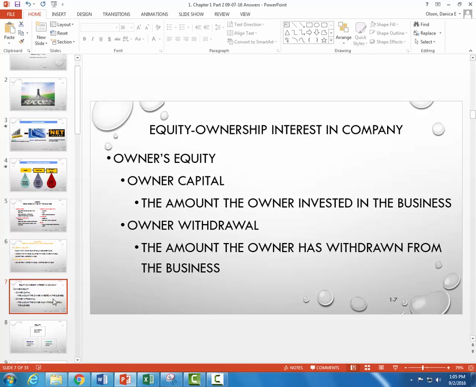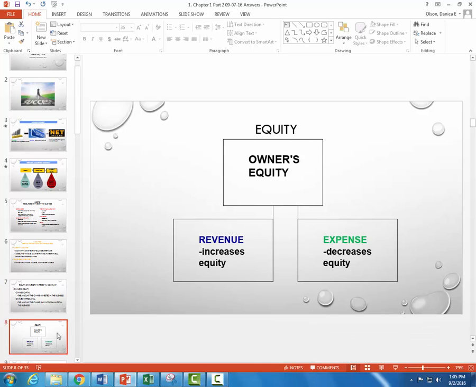The final category on the balance sheet is our equity, or the ownership interest in the company. Under owner's equity, we have the owner capital, the amount the owner invested in the business, and an owner withdrawal, which is the amount the owner has withdrawn from the business. When we look at owner's equity, it is increased by the revenue that the business generates, and it is decreased by any expenses that the business may have.